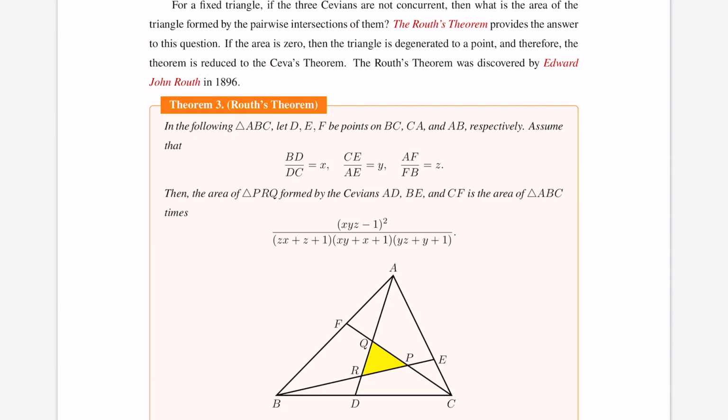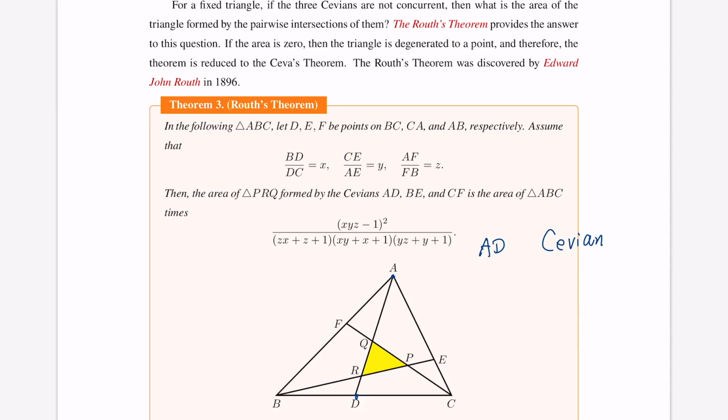Let's fix a triangle ABC and draw AD, BE, CF. By the way, these lines from one vertex of a triangle that go to the opposite side, like AD, are called a cevian, or Ceva line. This is obviously named after Ceva's theorem. Ceva's theorem basically says that the three cevians are concurrent if the product of the three ratios is equal to 1. So let's ask ourselves a general question.